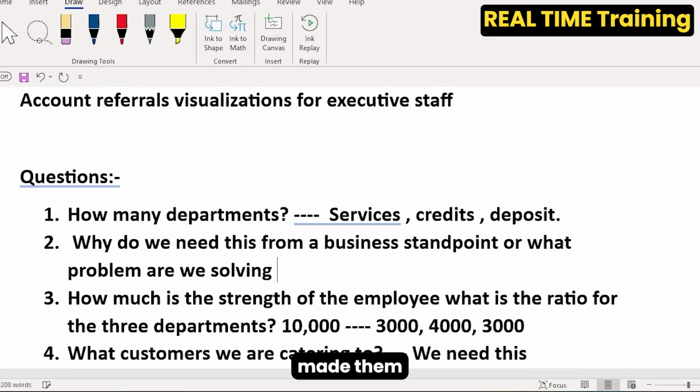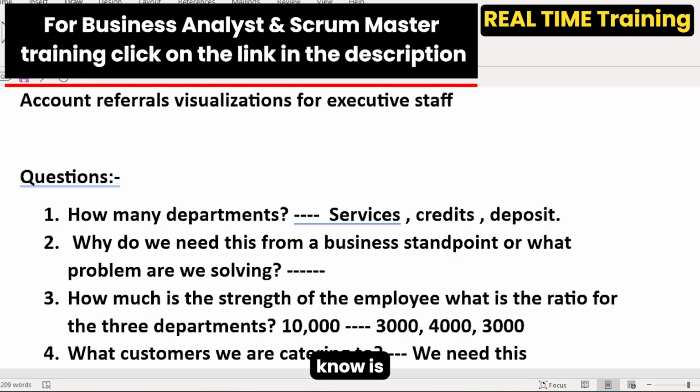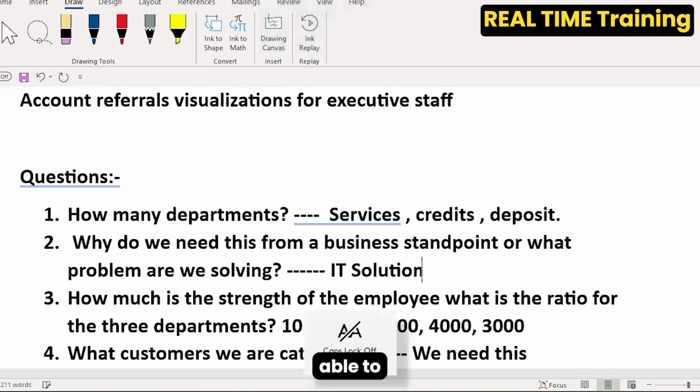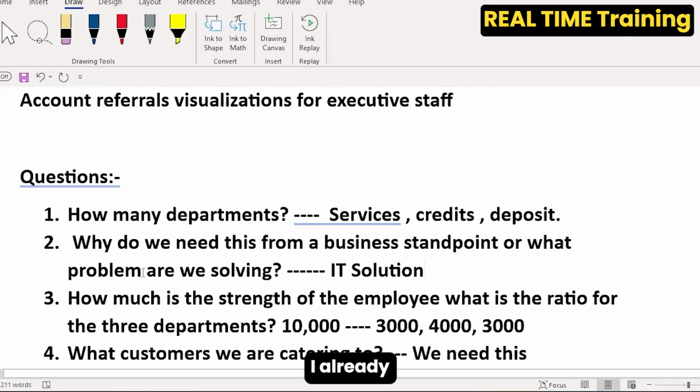And what made them think about it? Same question asked in different words, right? So what you will get to know is what are they trying to accomplish. This will help you give the right IT solution. Even if they are not able to spell it out, you will be able to spell it out for them, because you also know what the business problem is. So now you are sitting down with them and trying to solve it. In this case, what will be the business problem? I already defined it, right?